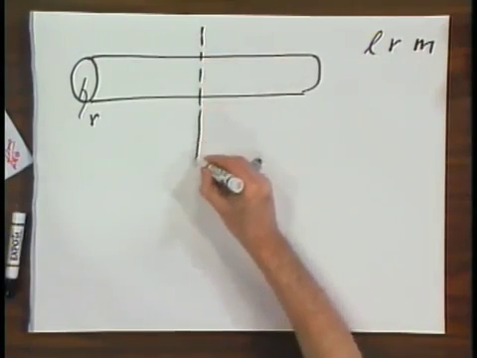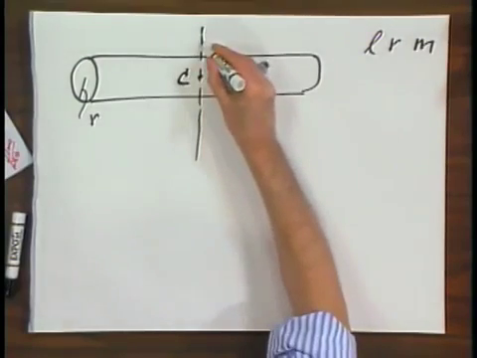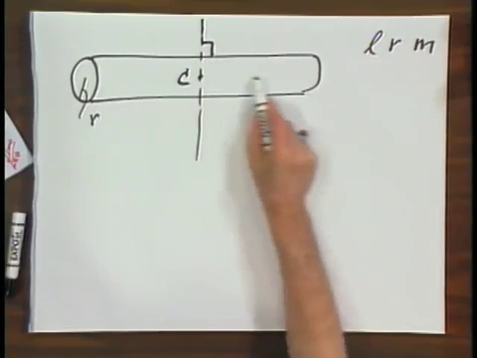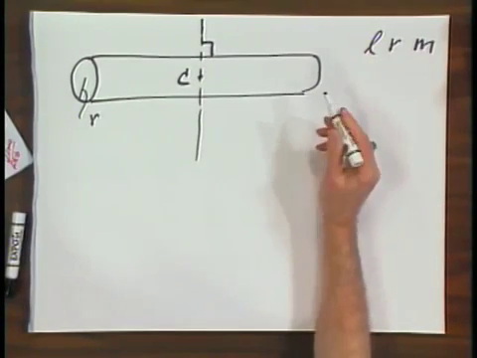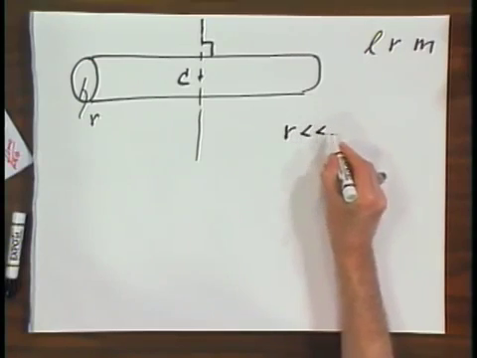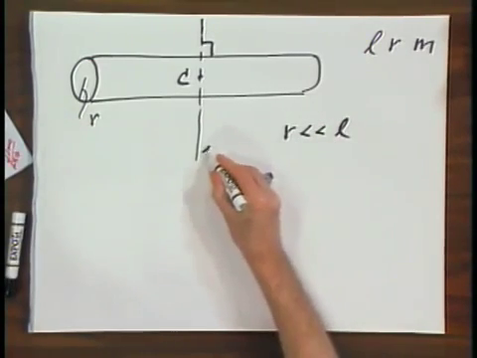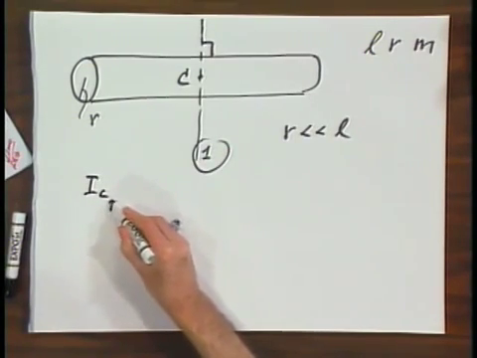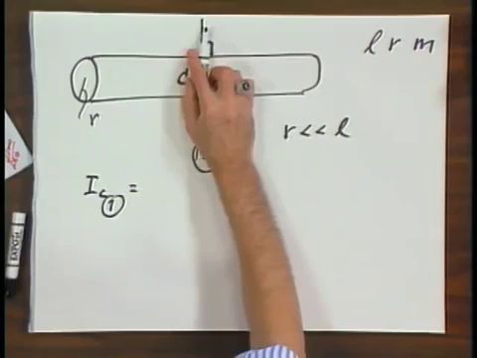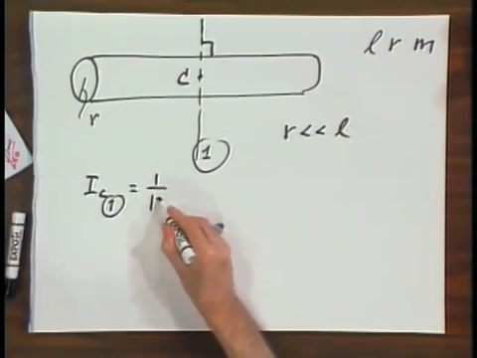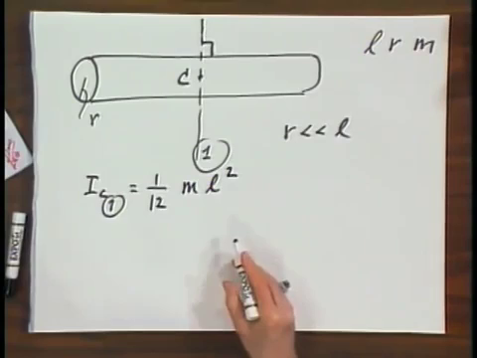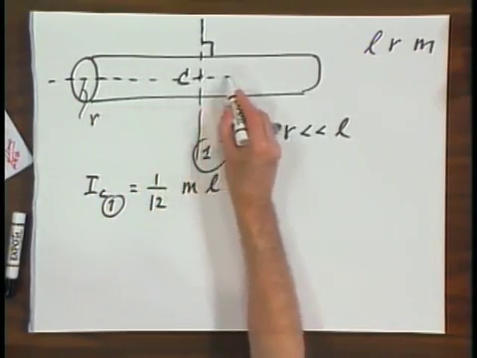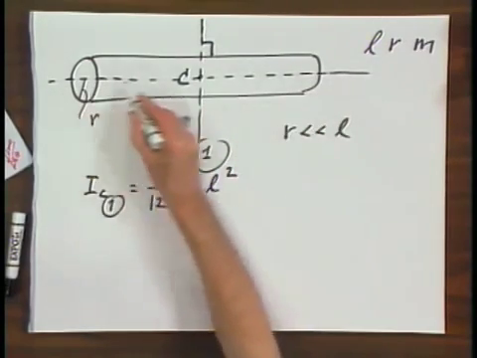And I rotate about the center of this rod about an axis perpendicular to the axis of symmetry. And r is much, much smaller than L. If we call this axis 1, we already calculated in a different segment that the moment of inertia about this axis equals 1/12 mL squared. What now is the moment of inertia if I rotate about this axis, about the axis of symmetry?